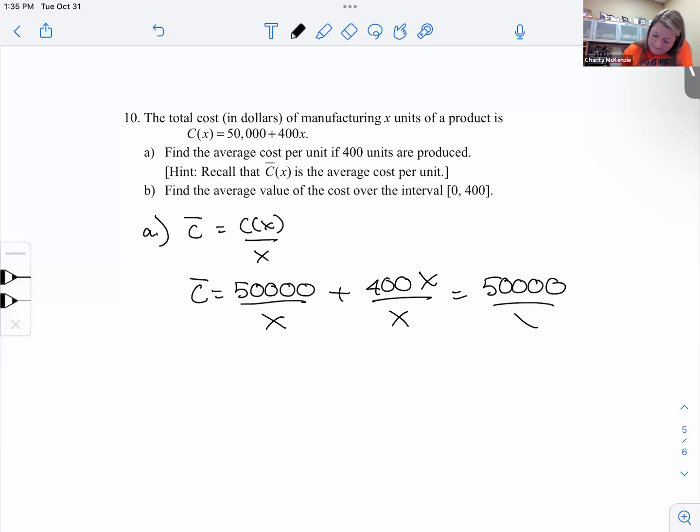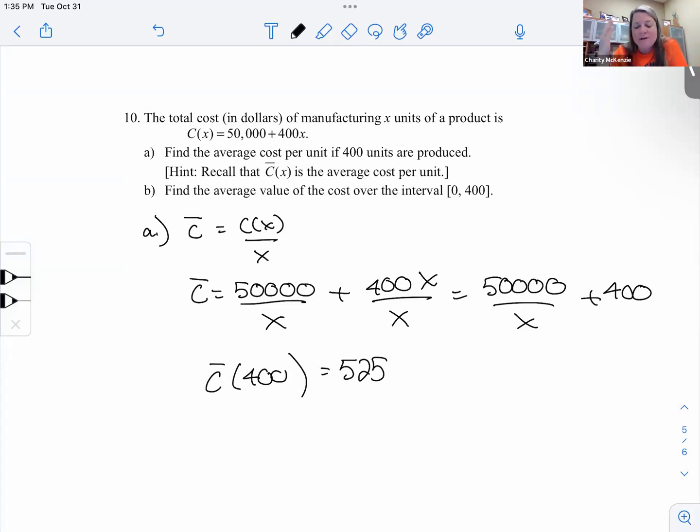So plus 400. There's our function. And it says 400 units. Well, we're just going to put 400 in there. So the average cost of 400 units is going to be 500,000 divided by 400. 125 plus 400 is 525. So I didn't use any calculus. If it would have said the marginal average cost, I would have done the derivative. Marginal brings in our derivative.